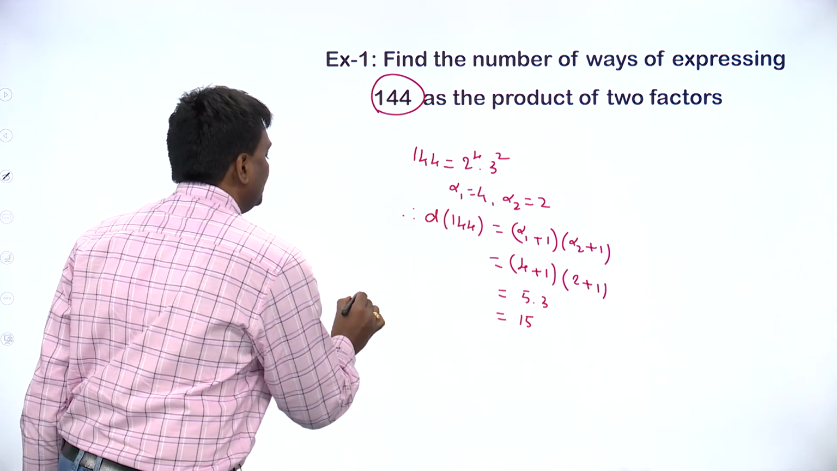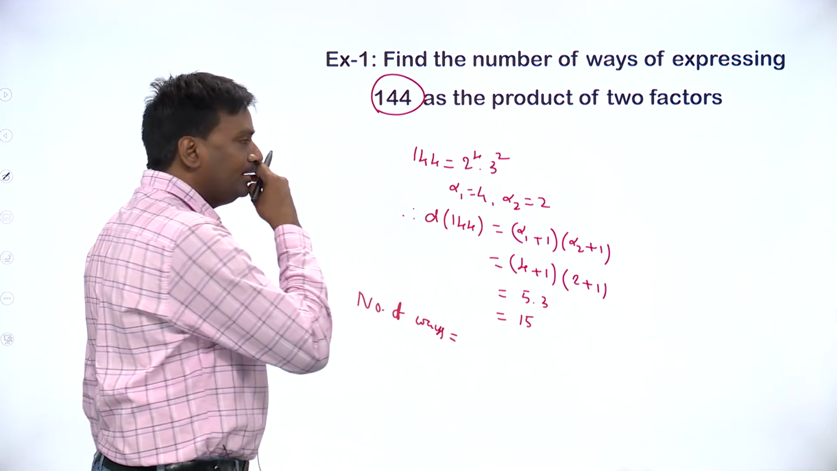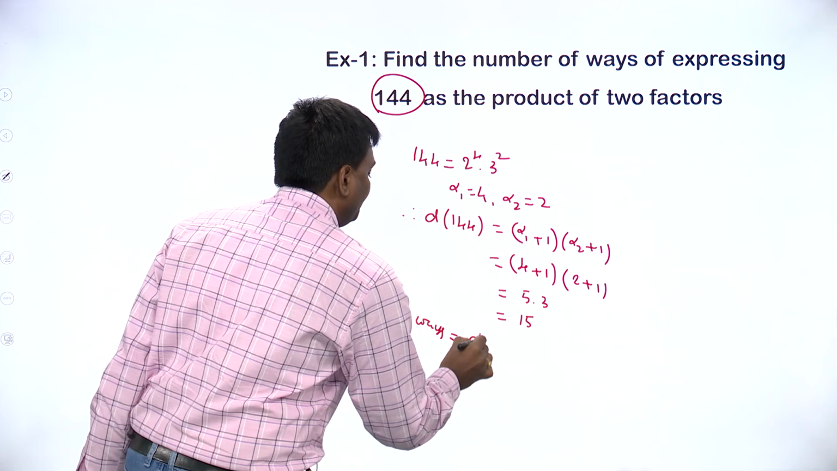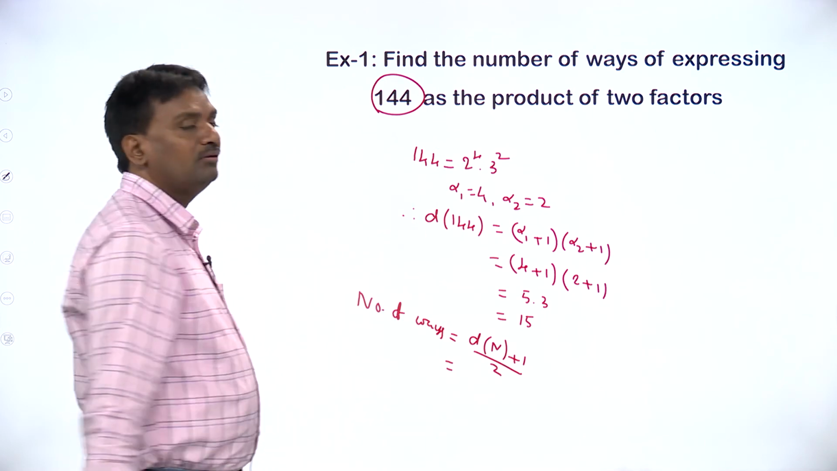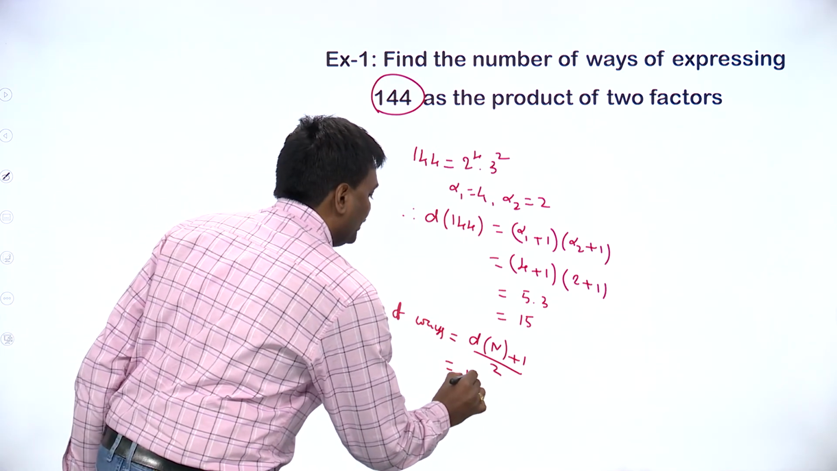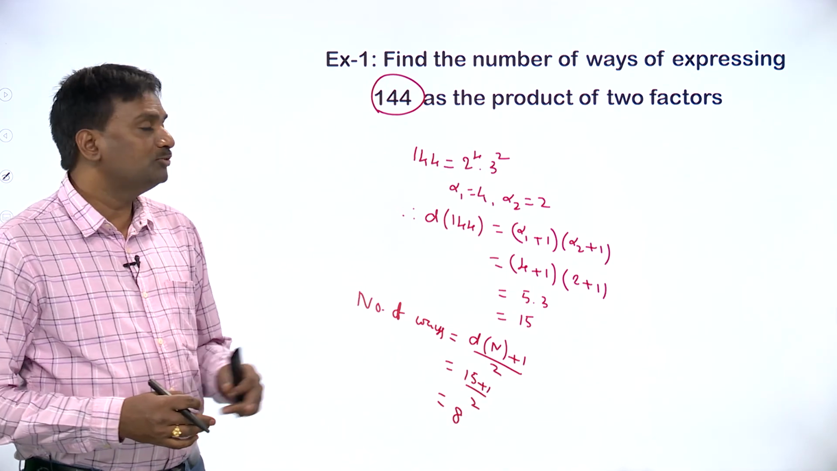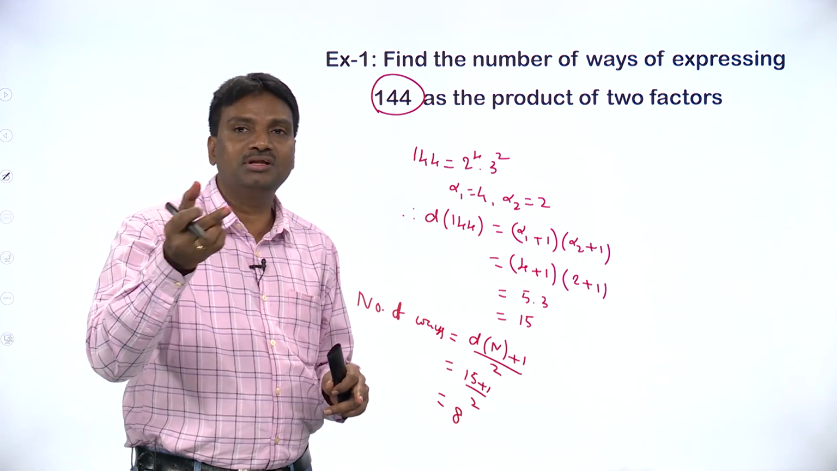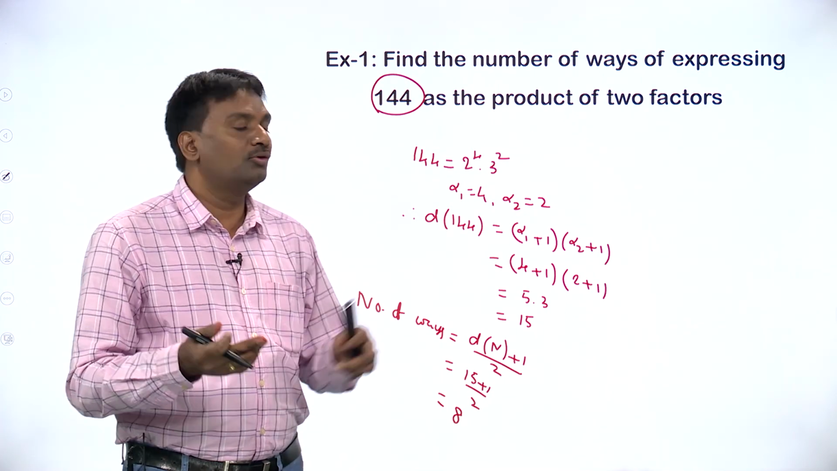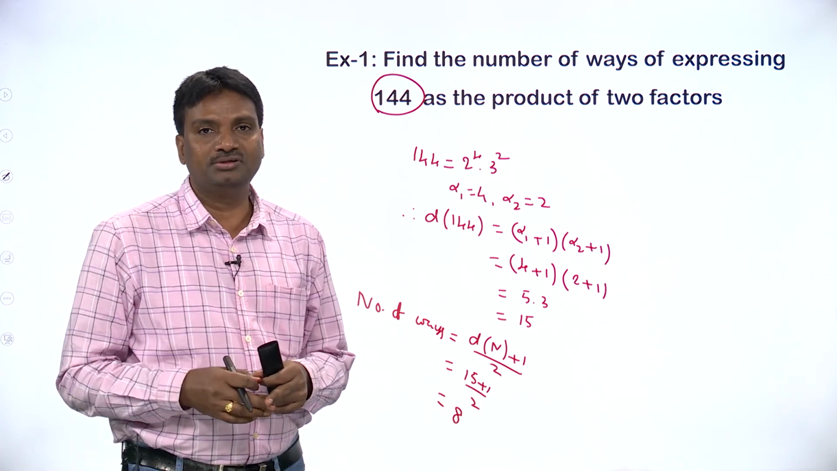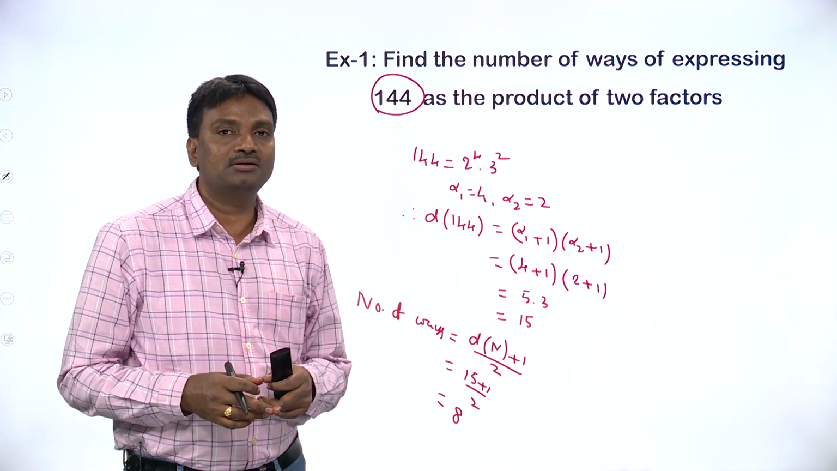Now, the number of ways: since 144 is a perfect square, we can use the formula d of n plus 1 by 2, where n is 144. The number of ways is 15 plus 1 by 2, 16 by 2, that is 8. In 8 ways we can express the number 144 as the product of two numbers. So, 1 into 144, 6 into 24, 16 into 9, 24 into 6, like that. So, in 8 ways we can express the number 144 as the product of two numbers.